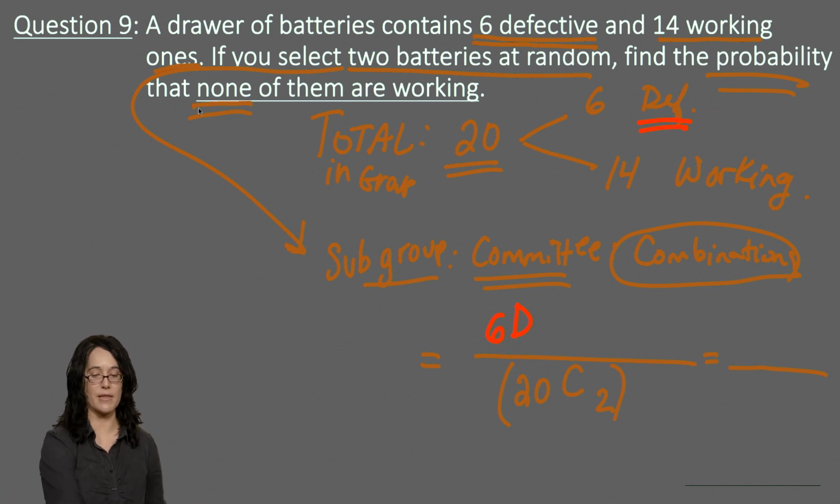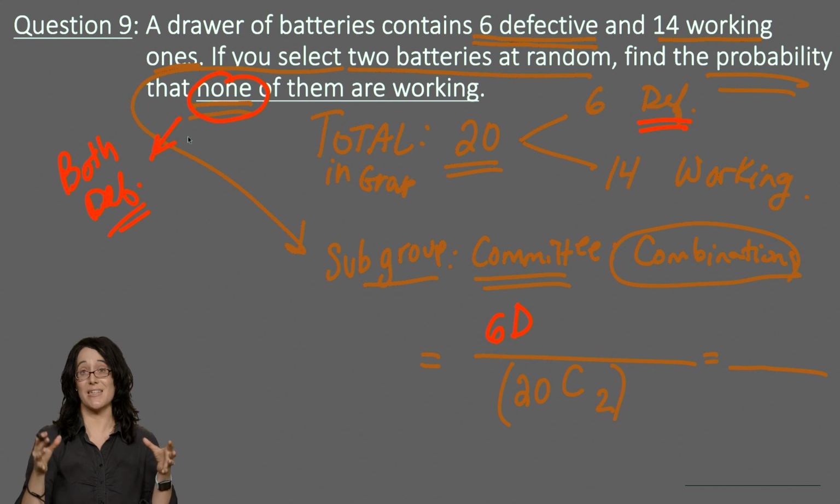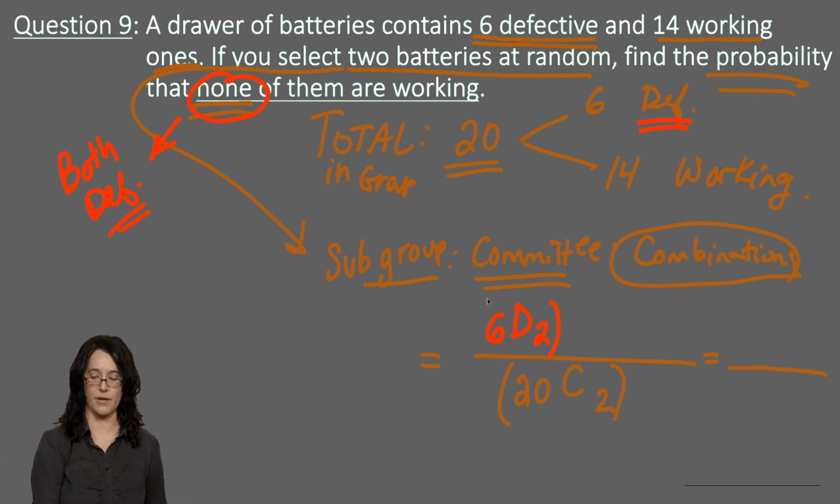They said find the probability that none of them are working. That would mean that they are both defective, right? If none of them are working. So we're saying from the 6 defective, what is the likelihood that I choose 2 of them? And that means multiply. That's our fundamental counting principle. From the 14 which are working, how many am I asked to choose here? I used the letter D for some reason. I think I said the word defective. That's funny. It's a combination, right?